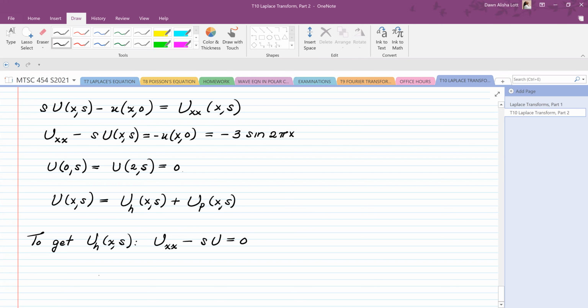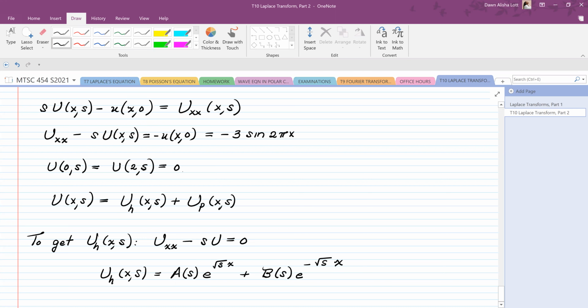And we did this before. So U homogeneous of x and s turns out to be A of s times e to the square root of s times x plus B of s times e to the minus square root of s times x. And we're on a bounded interval, so we don't have to throw anything away right now.